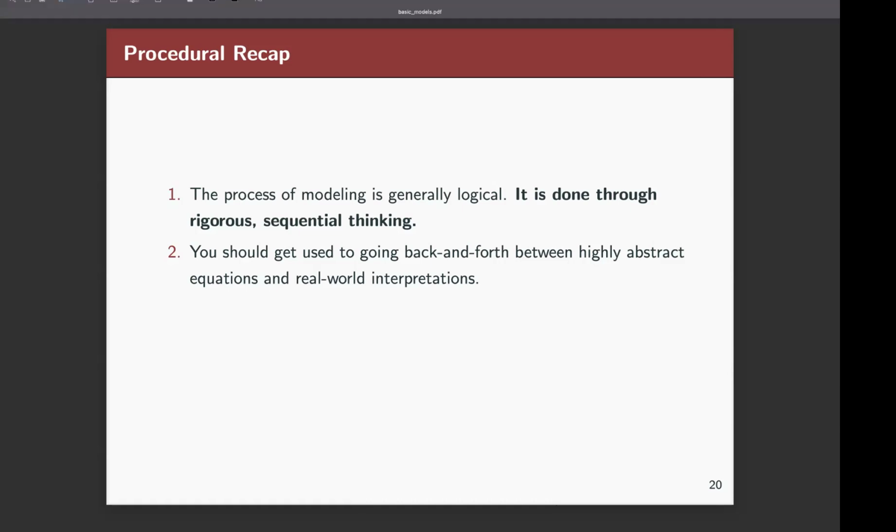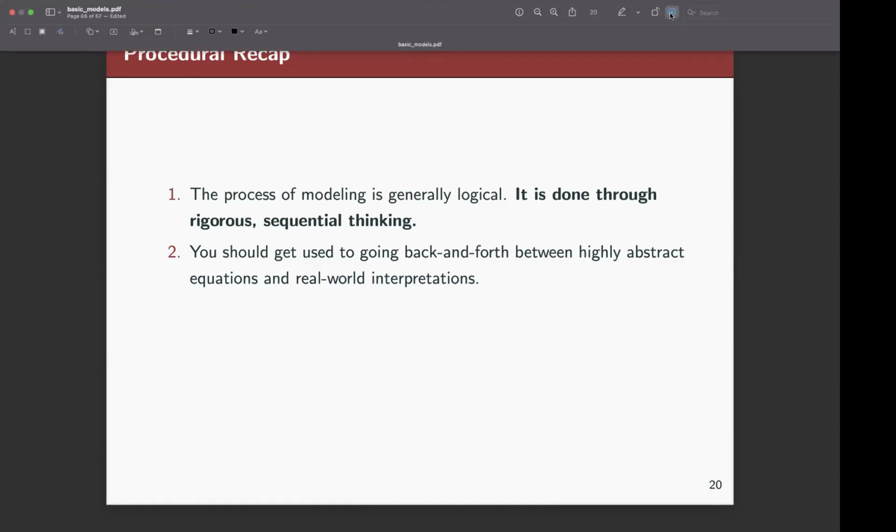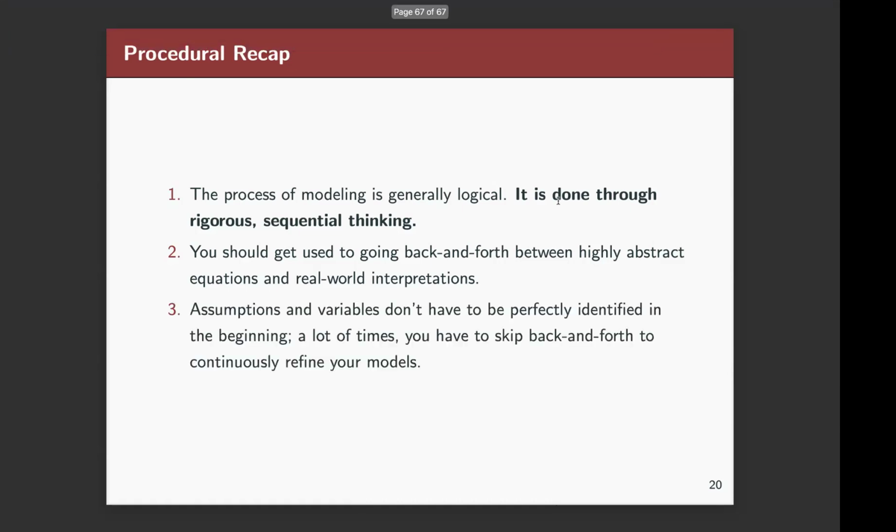And then if we go on, okay, this presentation. It's basically the assumptions and variables, as you've all seen, don't have to be perfect. At the beginning, we actually missed quite a few assumptions, and then we came back and added them on.